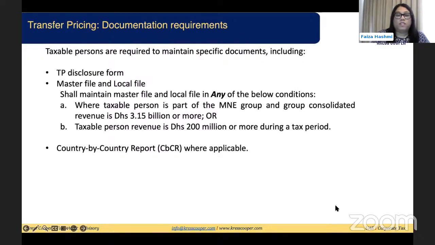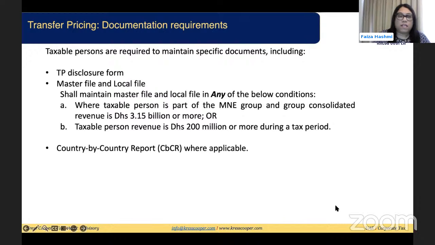So, documentation requirement. Why is there a need for the documentation requirement? This is to give the FTA a clear view of what transfer pricing policies are being maintained by the companies, what transactions are being done with the related party, what methods have been chosen, and what the basis is for those methods. The thing that comes under the documentation requirement is a transfer pricing disclosure form that needs to be filled by everyone.